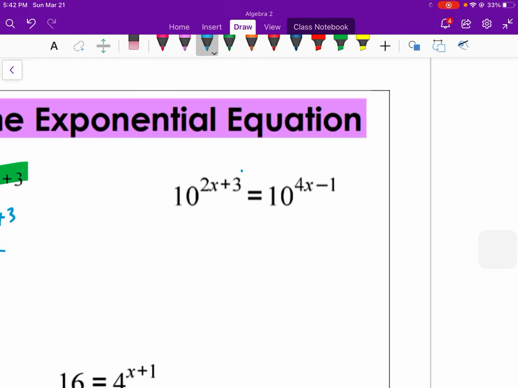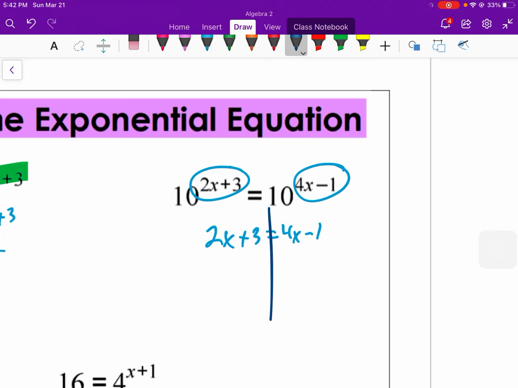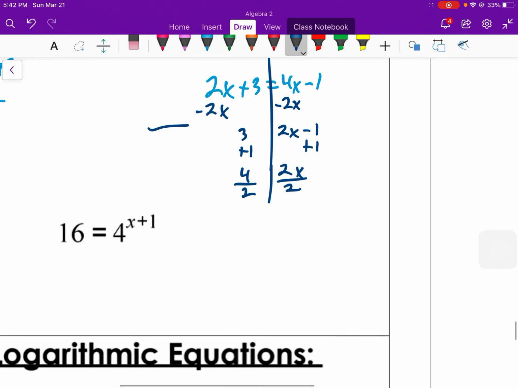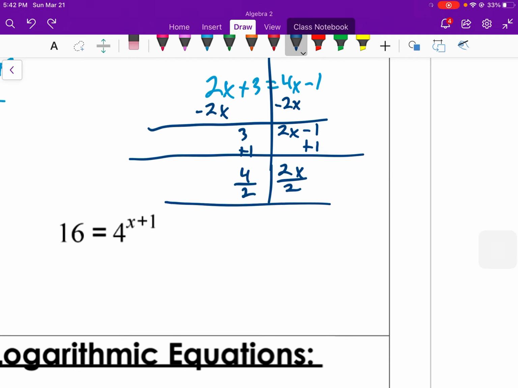Again, we have the same base, so we can set our exponents equal to each other. 2x plus 3 equals 4x minus 1. Now we can isolate and solve for x. I'm going to subtract 2x from both sides, so we have 3 equals 2x minus 1. Then I'm going to add 1 to both sides. We have 4 equals 2x, divided by 2. Maybe I should level off my steps here. So then we have 2 equals x.